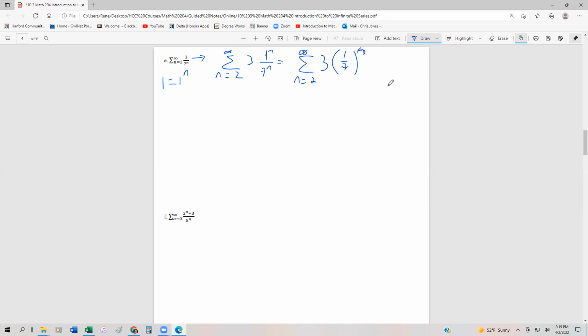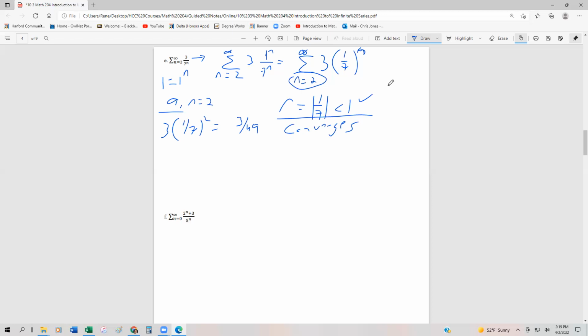Now, in this case, if I substitute 2 back in to find what a is, that's when n equals 2, because that's the first term. That's going to be 3 times the quantity 1/7 squared, and that's going to be 3 over 49. So hold on to that. r is going to be equal to 1/7, and clearly the absolute value of 1/7 is less than 1. So what we can say is that this does converge.